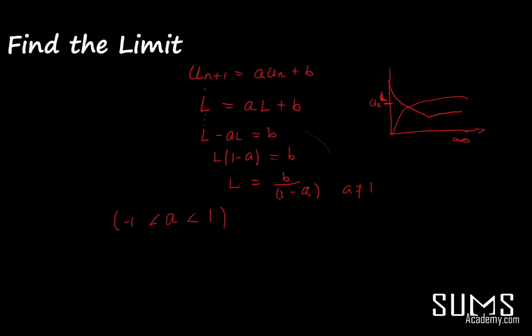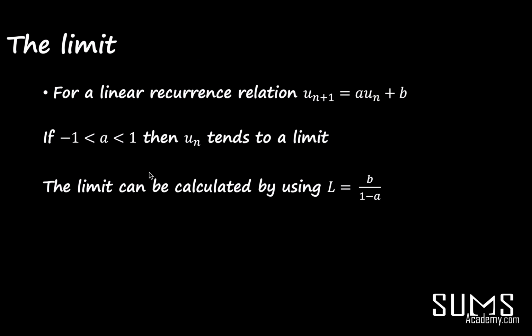So I really like understanding this expression, because if you understand it, then you don't need to memorize it. This isn't given in the equation sheet, so it makes a really good point to actually understand how you get it, and that way if you forget it in an exam, you can just work it out again for yourself. So to sum up, for a linear relation, u(n+1) = a u(n) + b, if a is between -1 and 1, then u(n) tends to a limit.